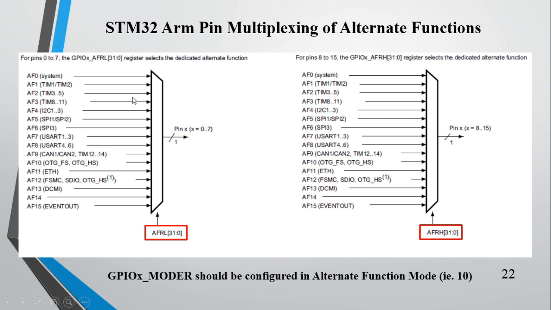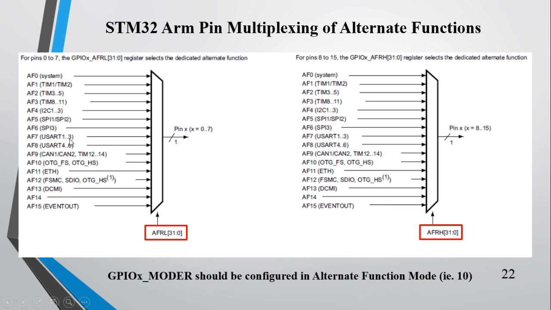So you can see that total 15 are there. If you are configuring a particular pin with alternate functionality 0, that will be having the system function. If you are configuring it as AFR1, that pin will be having timer 1 or timer 2 function. Similarly, if you are configuring a pin as AF7, that is alternate functionality 7, it will be configured with the functionality of UART from 1 to 3.